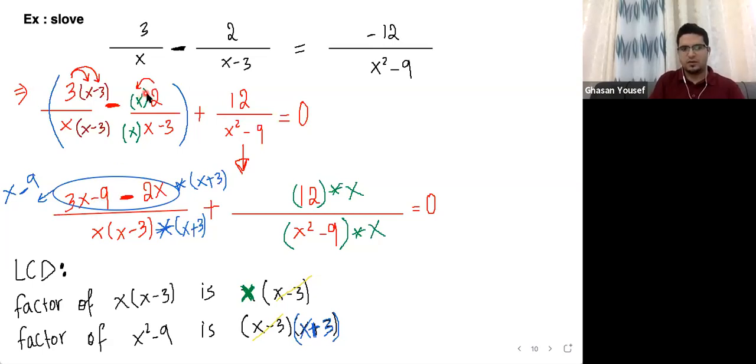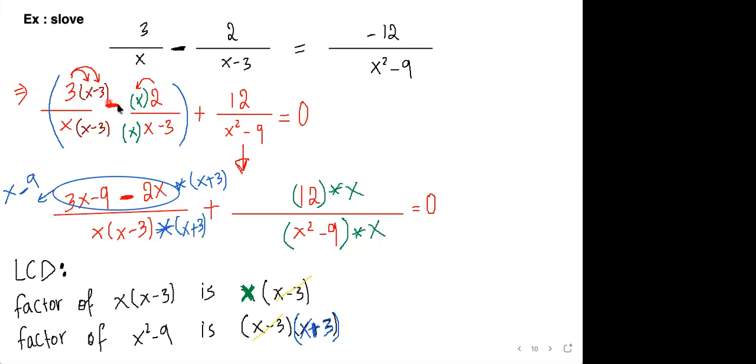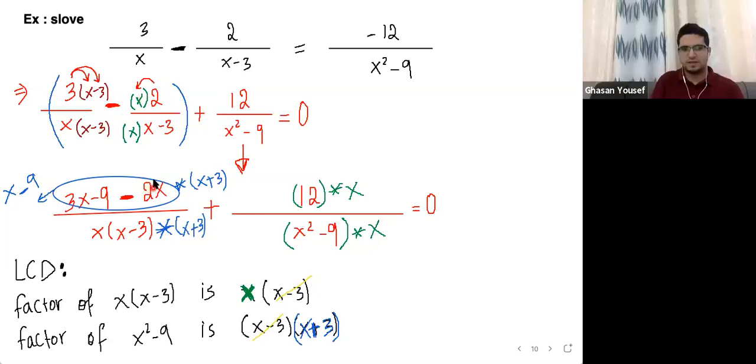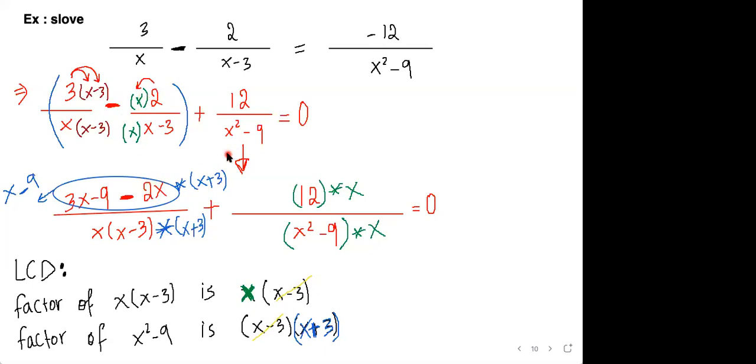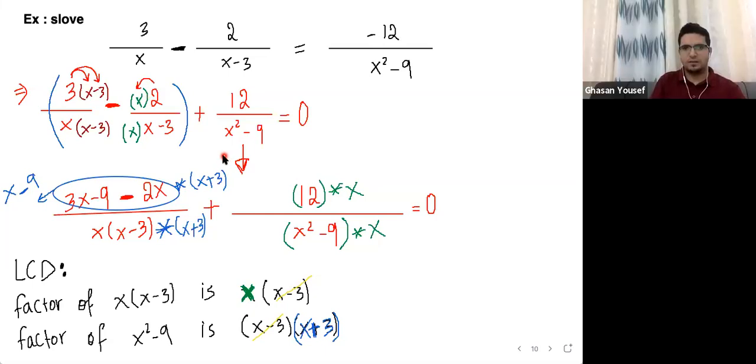And now here, I also distribute the 2 inside the parentheses. 2 times x is 2x. And the minus here goes down. So I get 3x minus 9 minus 2x. Oh yeah, I didn't realize. Okay, thank you. So it's clear now? Yes. Okay. Another question for this example?